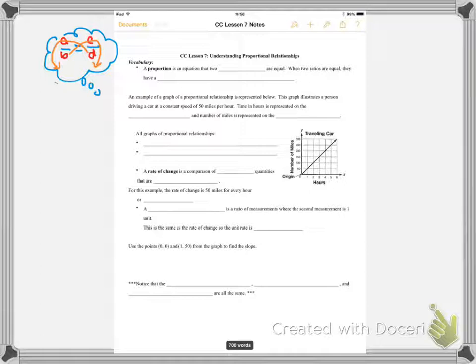So a proportion is an equation in which two ratios are equal. And when two ratios are equal, they have what we call a proportional relationship.